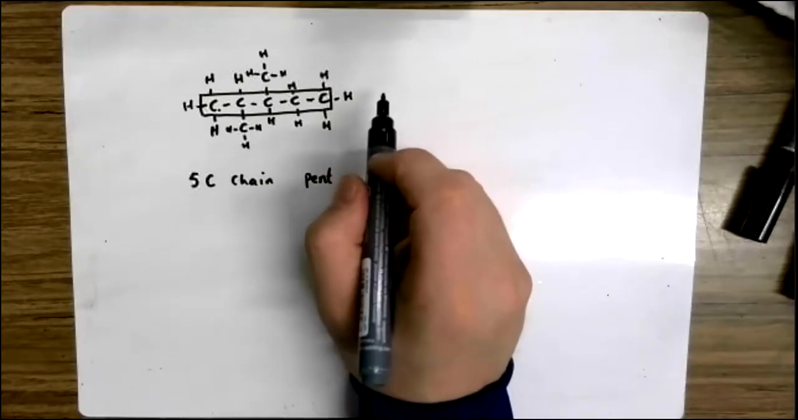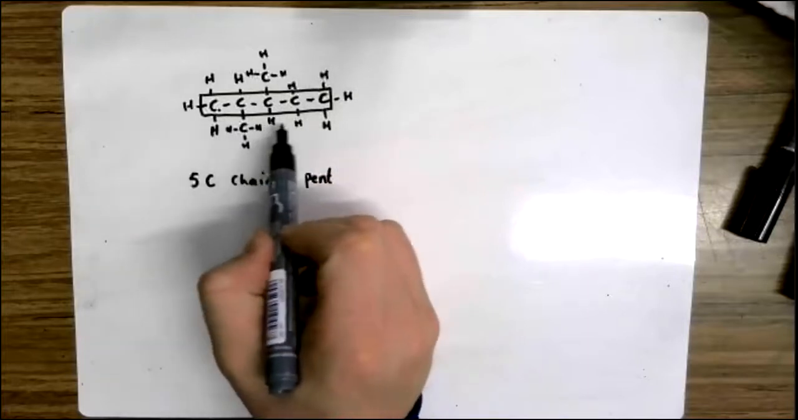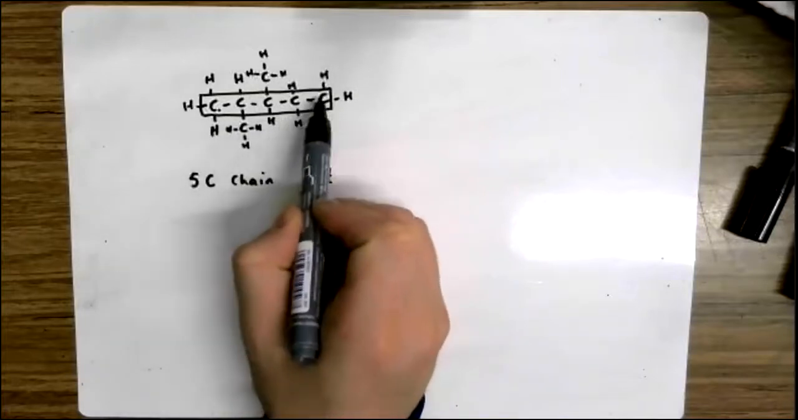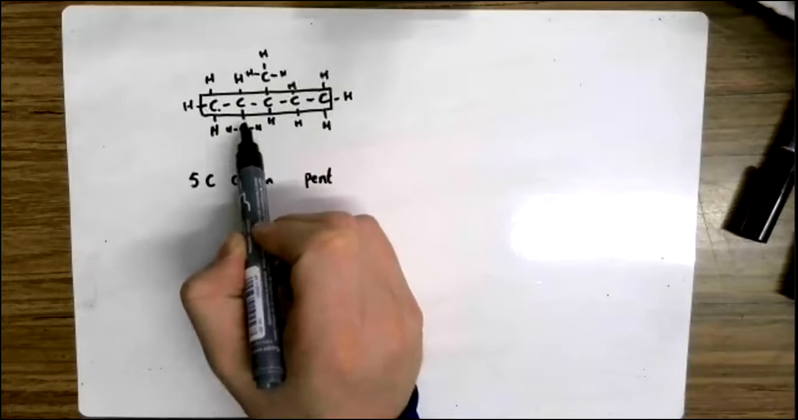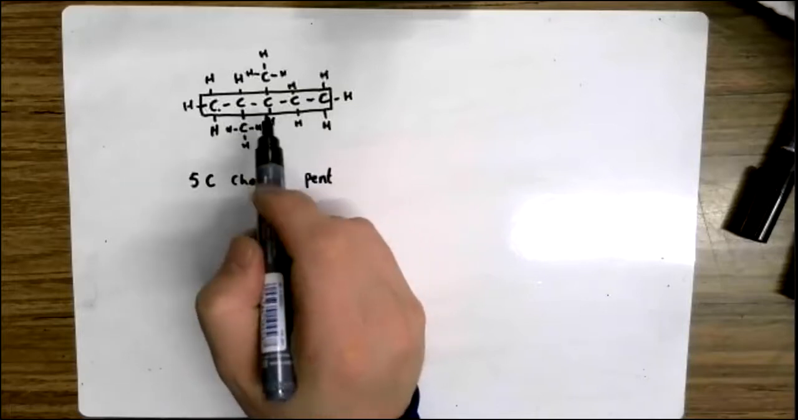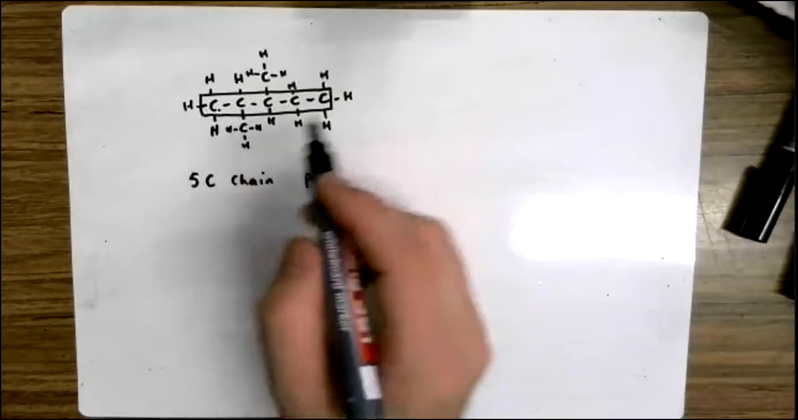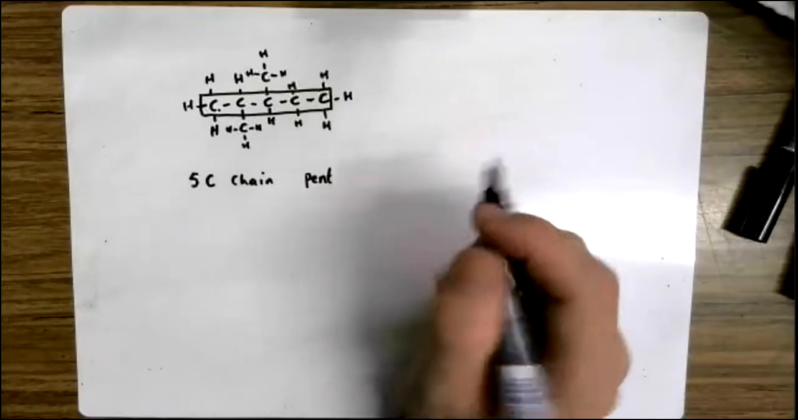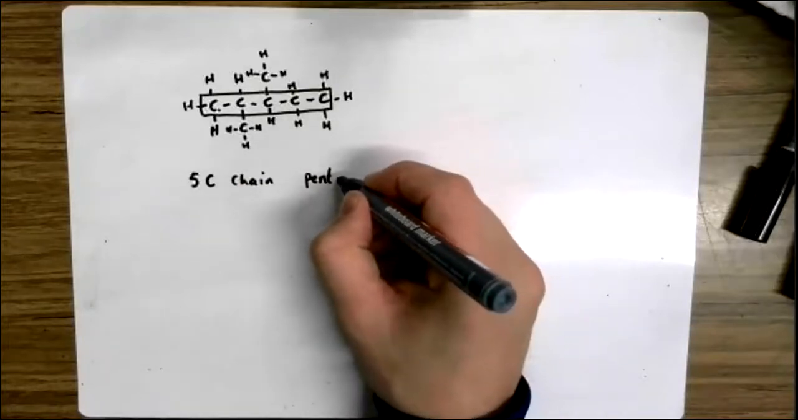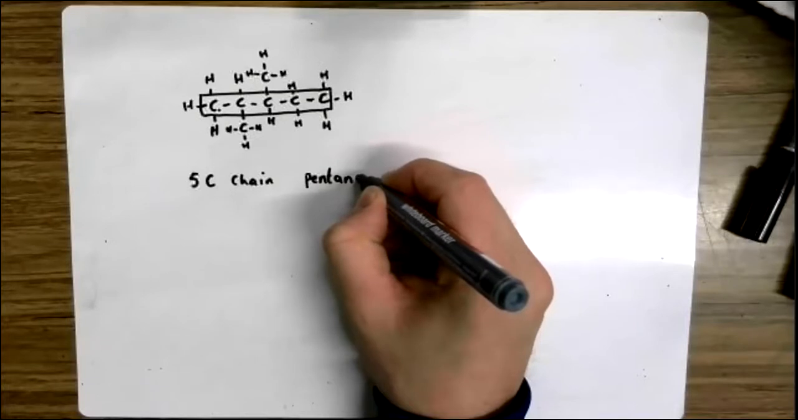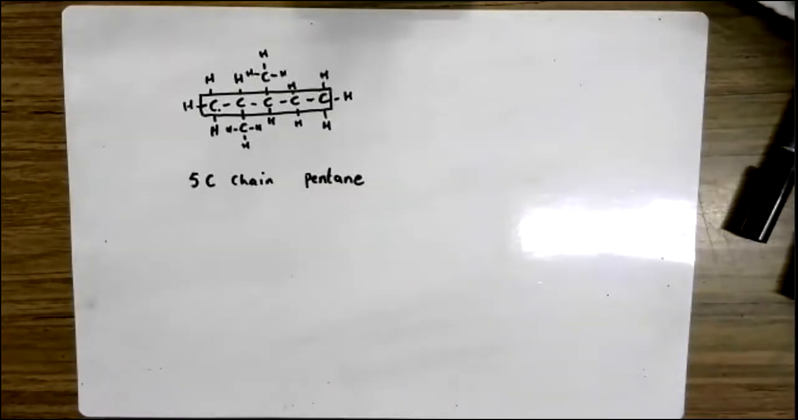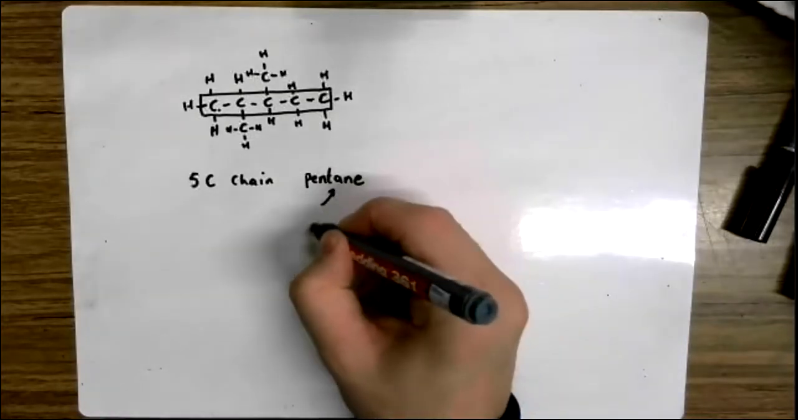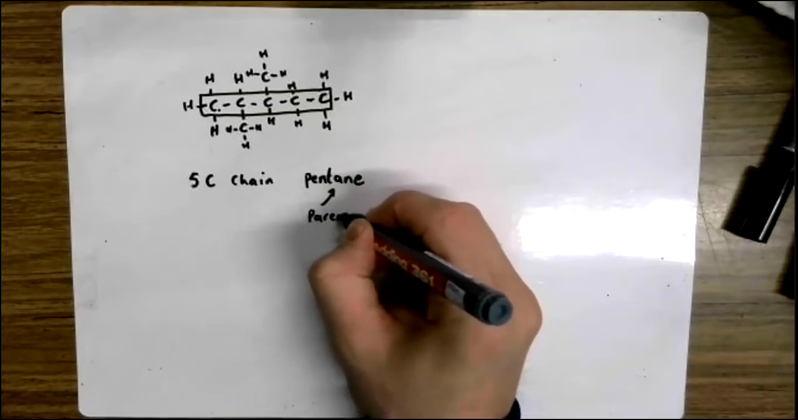Now, what family does it belong to? Well, I can see it's a saturated hydrocarbon. It's all C single bond Cs. There are no double bonds. Now, the homologous series that this belongs to then is the alkanes. So this is going to be pentane. That is going to be the base name, the parent molecule. We call this the parent molecule.